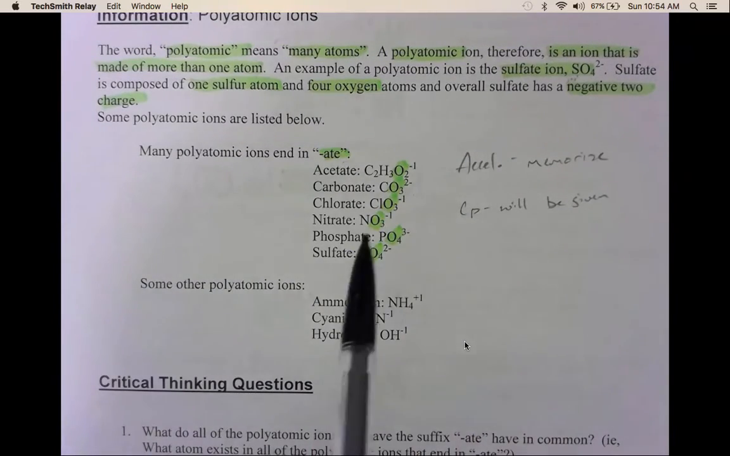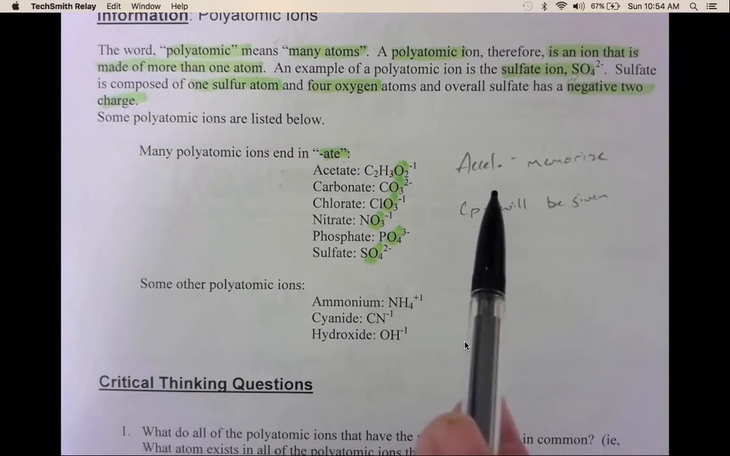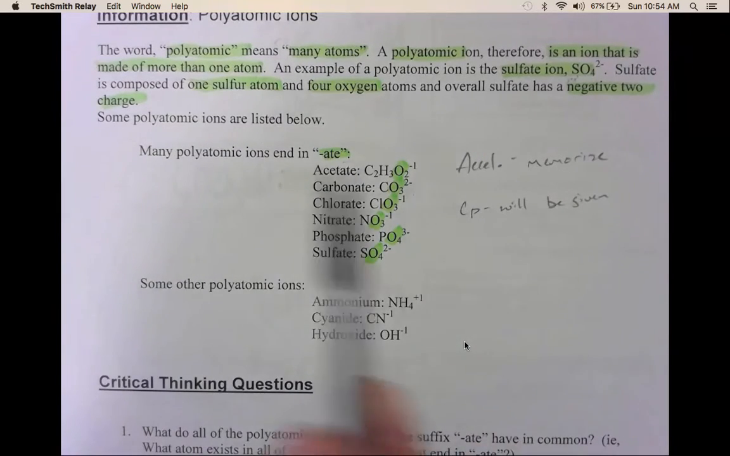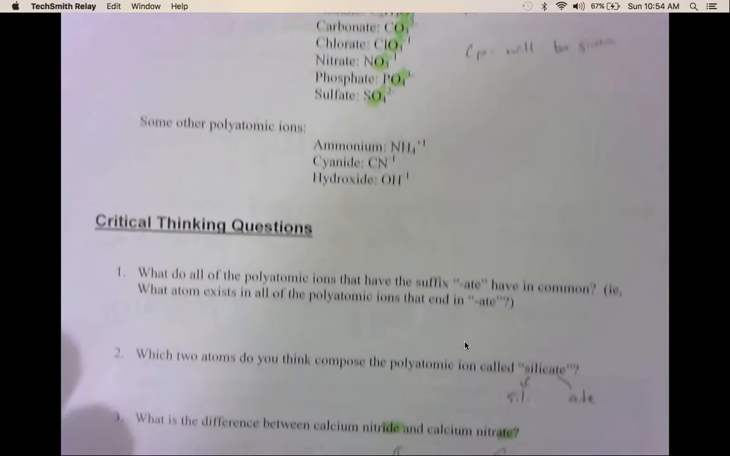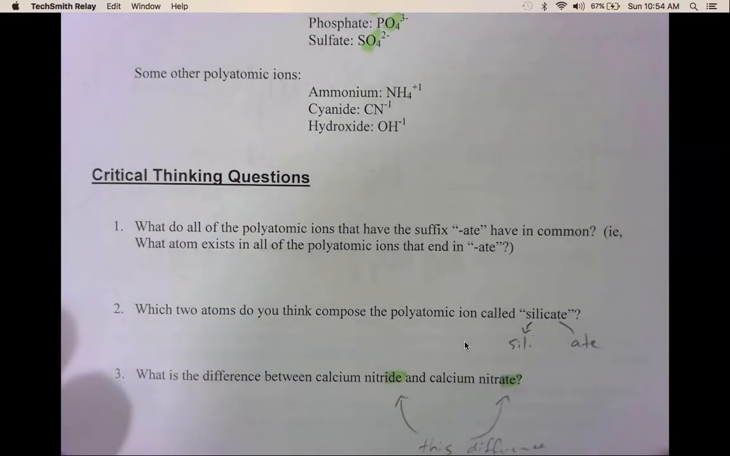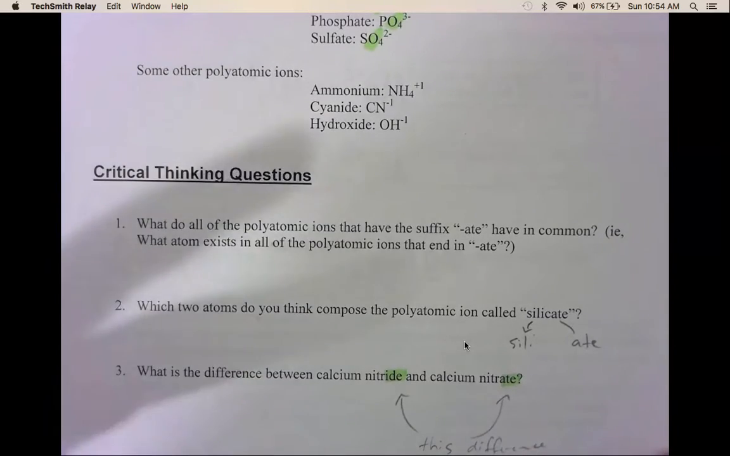These two lists, accelerated students will have to memorize. CP students will be given these. You'll just have to know how to use them. So question 1, what do all of the polyatomic ions that end in "ate" have in common? Check what I highlighted for you.